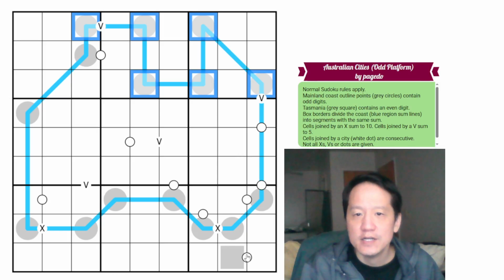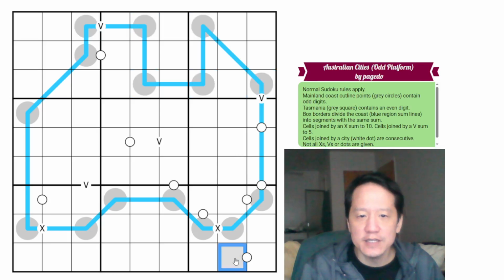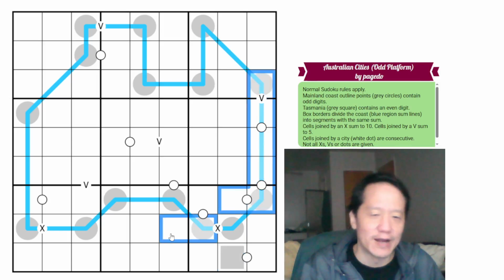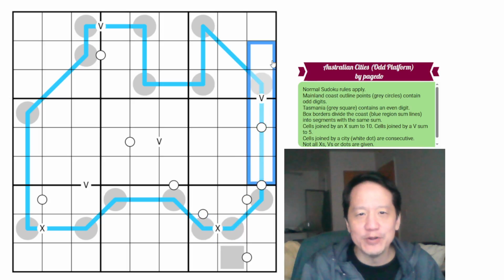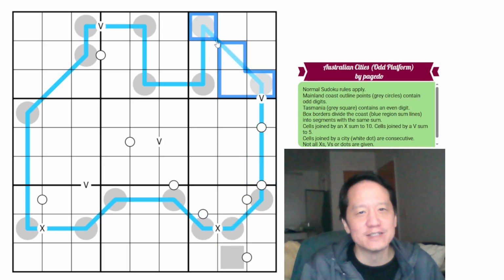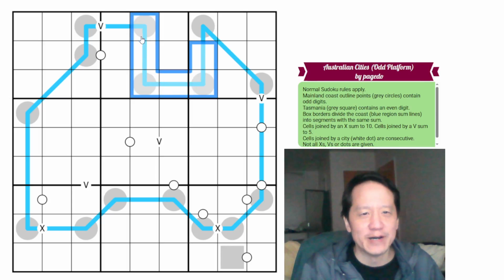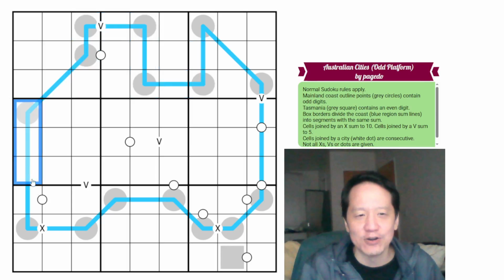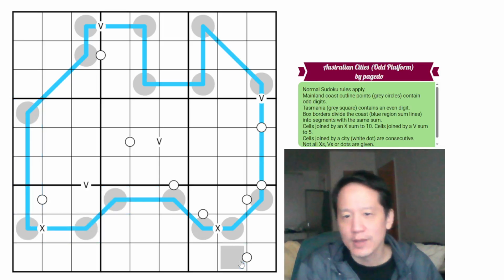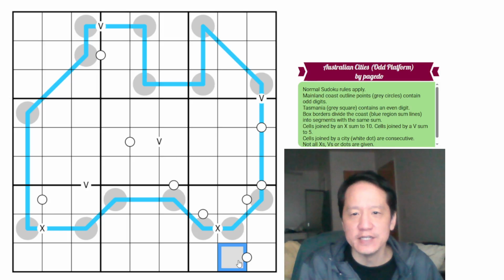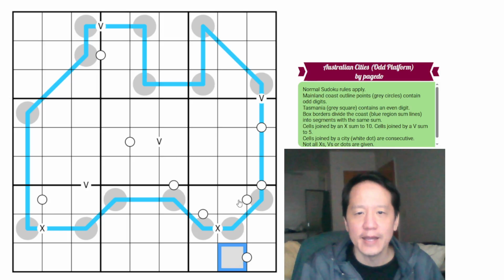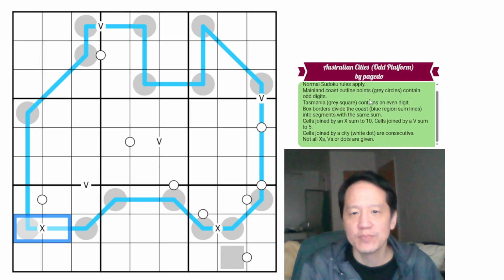Tasmania. The gray square contains an even digit. So this is an even digit. I think my audience is pretty knowledgeable about geography. This is obviously an outline of Australia, and this is Tasmania here. And this Tasmania is an even digit. And this whole border of Australia is a region sum line.